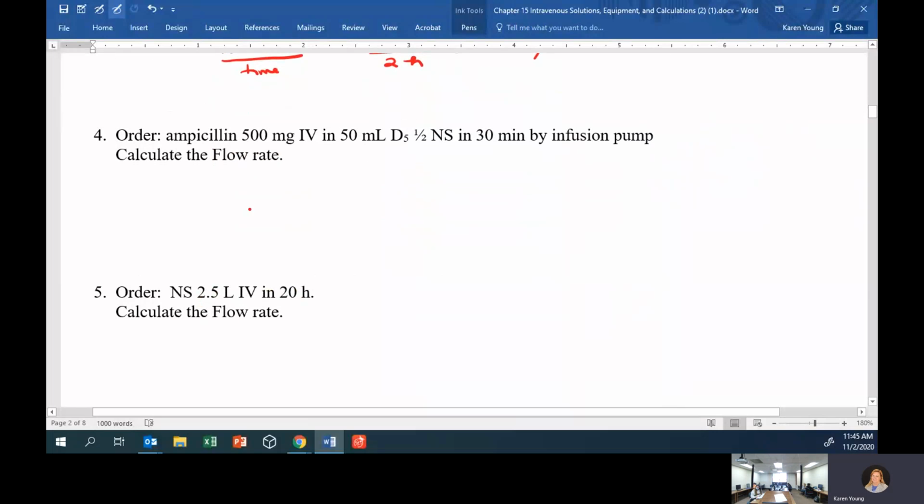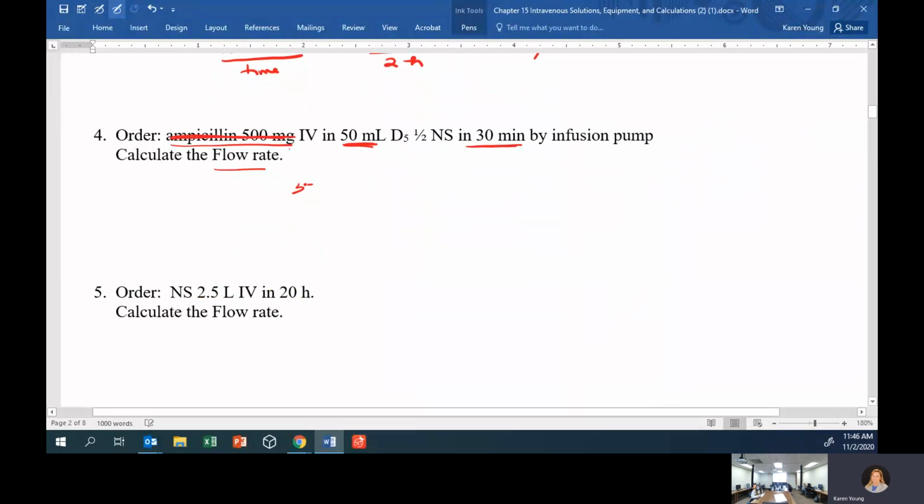So let's look down here at number 4. And just like with any order, sometimes you have more information in the order than you need to calculate what you're going to calculate. Since I'm calculating the flow rate on this one, for my order, it's ampicillin 500 milligrams and 50 milliliters over 30 minutes. But I don't need the 500 milligrams of ampicillin. That should already be in our bag, okay? So all I need is my 50 milliliters over 30 minutes.